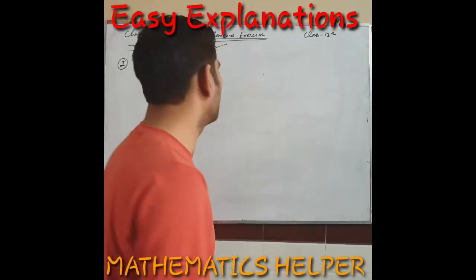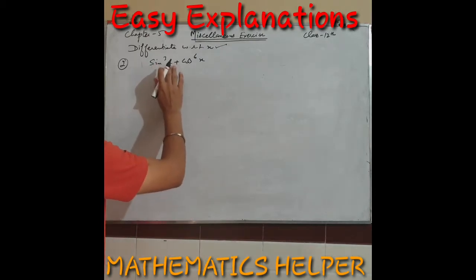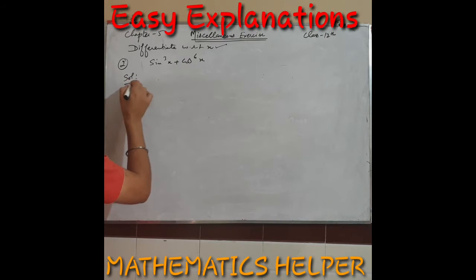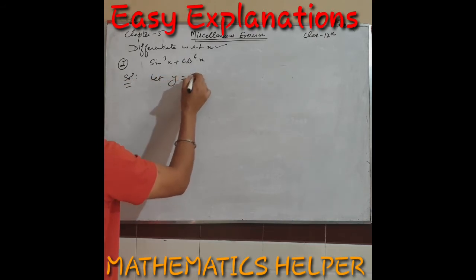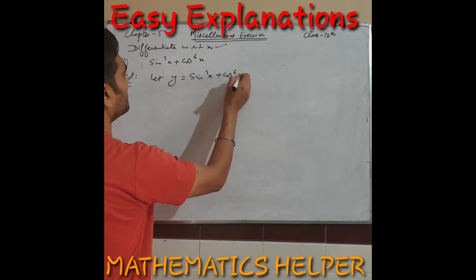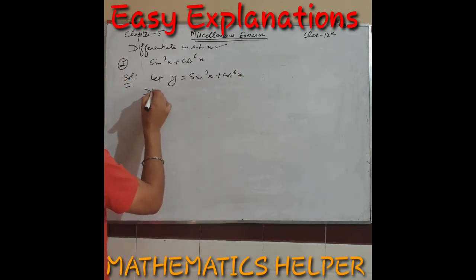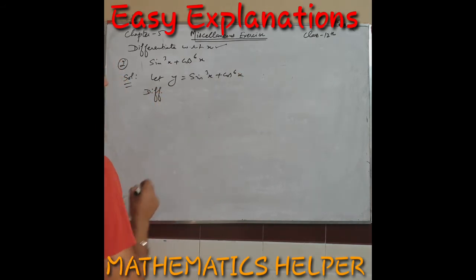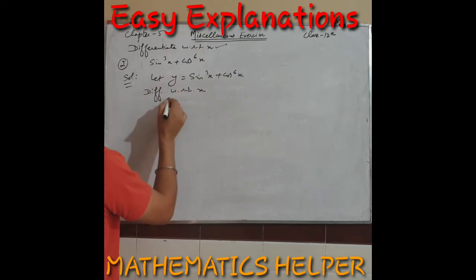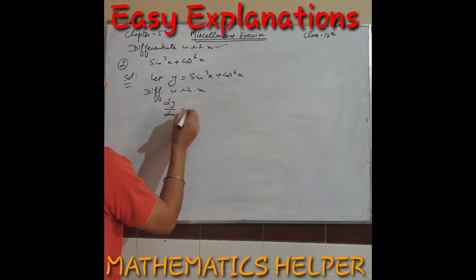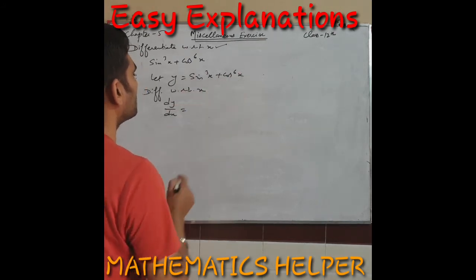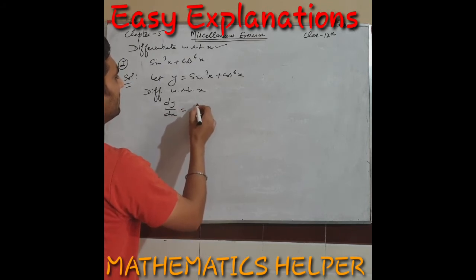Students, question number 2 is sine raised to power 3 x plus cos raised to power 6 x. Start in the same way. Let y equal to this statement given, sine cube x plus cos raised to power 6x. Now write differentiating, means we have to write derivative with respect to x. So differentiating with respect to x, it will be dy over dx equal to derivative of the first one and derivative of the second one. So how we have to write it?